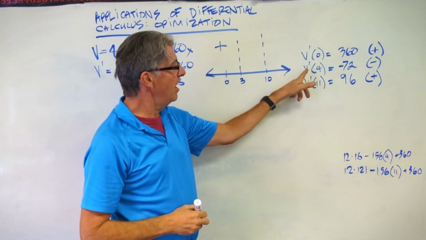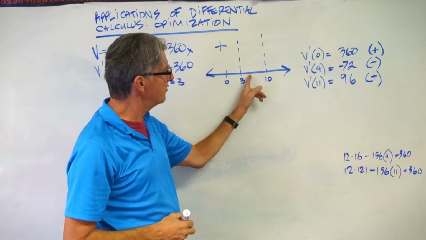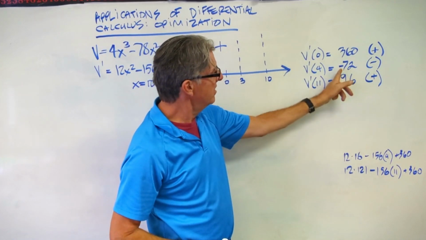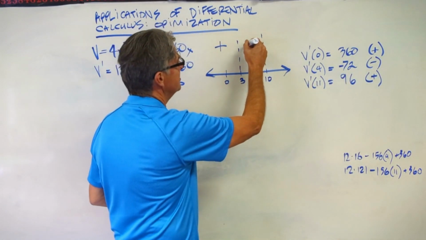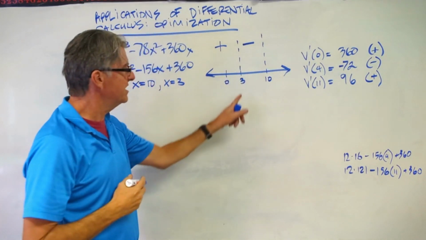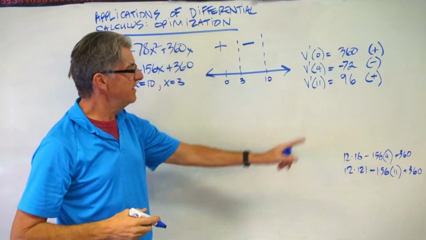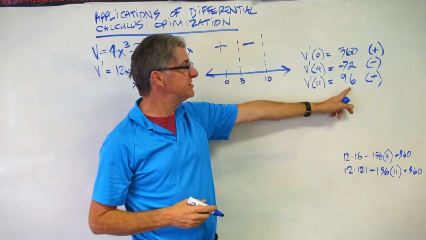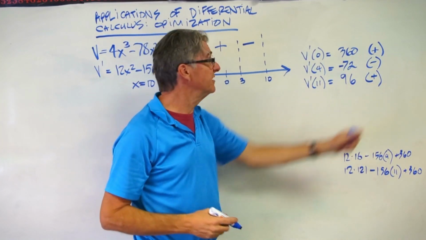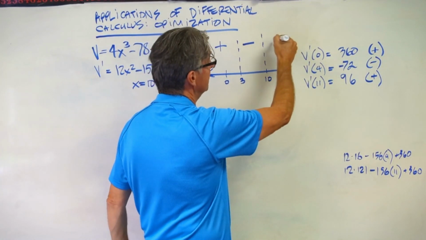Then I did my v prime of 4, which is right there. I did my math here and ended up with minus 72. So that's negative, so the function is decreasing in between 3 and 10. And then finally, v prime of 11, did my math there, ends up being 96. It's positive, so the function is increasing there.